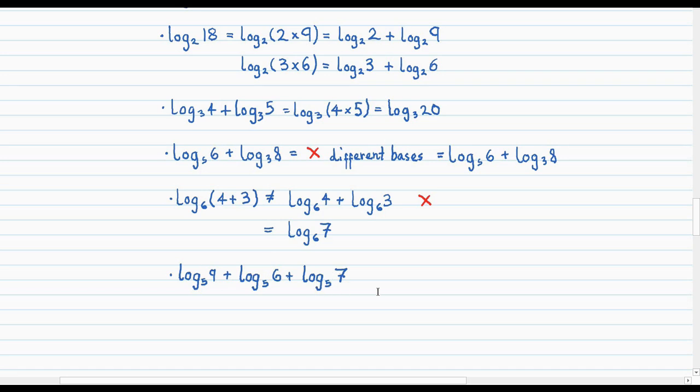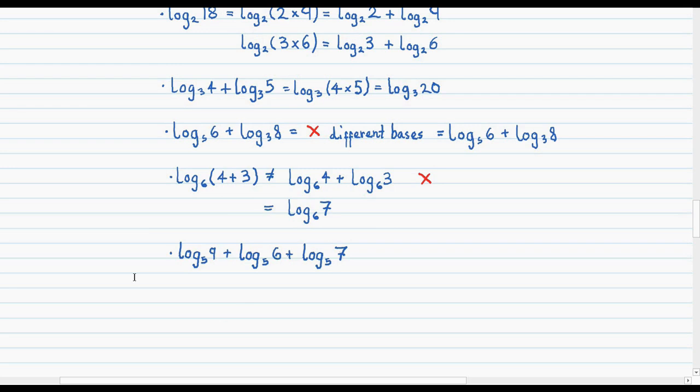So firstly, can we apply the same rule when you have 3 terms instead of 2 like we've had so far? Absolutely. The first thing to make sure before doing this is to check whether all 3 terms have the same base, which in this case they do. Therefore we can combine them using rule 3, which gives us log 9 times 6 times 7 base 5, which is log 378 base 5.